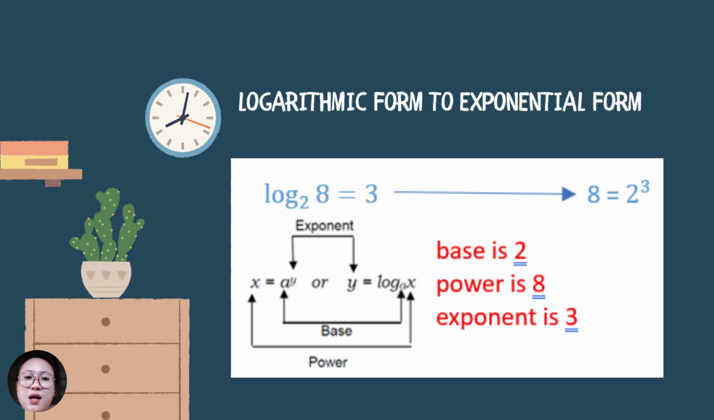Now let's do the conversion from logarithmic form to its equivalent exponential form. Example, the logarithm of 8 to the base 2 is equal to 3. Identifying the base, the power, and the exponent of the logarithmic form, we have the base is 2, the power is 8, and the exponent is 3. Converting this one into its equivalent exponential form following the format x is equal to a raised to y, it will become 8 is equal to 2 raised to 3.